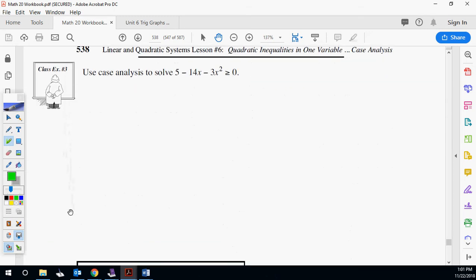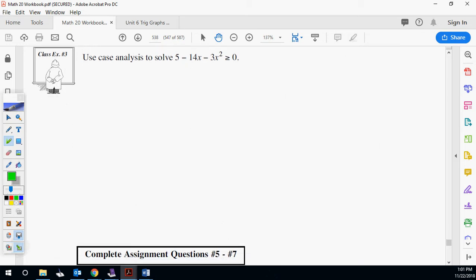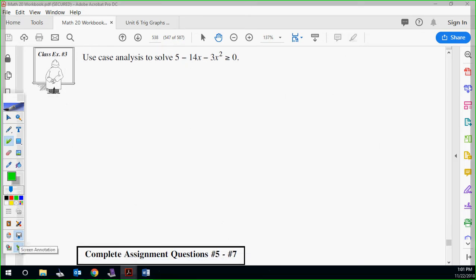So last one here. Let's try this one. So we got greater than or equal to 0. So that means we're looking at, to Lucas's point, positive, positive, or negative, negative. That's our case analysis here.